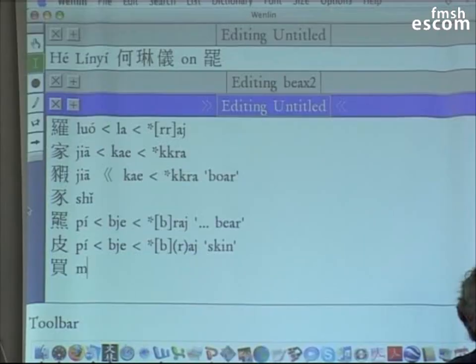Well, again, Laurent pointed this out, but my is actually not, I don't think it's in GSR, and you can imagine that the word for buy and sell might be somewhat late. But I think it's still early enough for us to be thinking about.